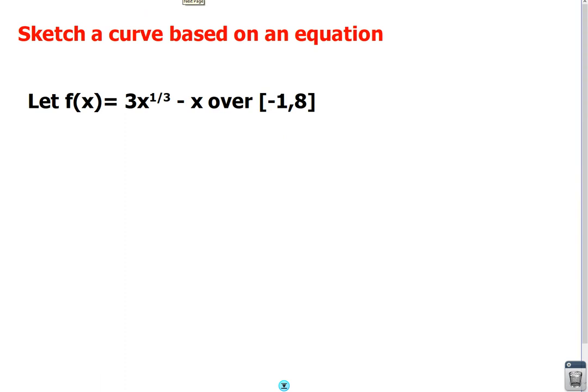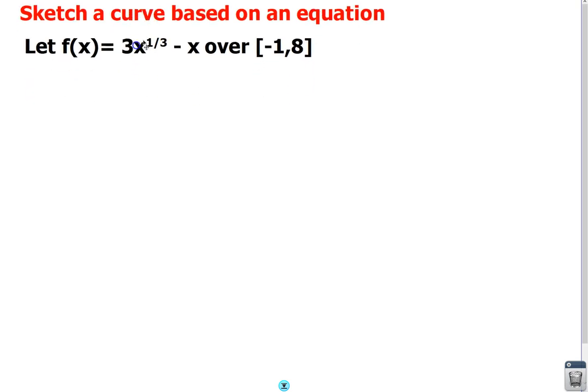Okay, let's start from the very beginning. I'm going to move this up, give myself a little bit more space here. Let's start with our x-intercepts. X-intercepts are when my function is equal to 0. So 3x to the 1/3 minus x.